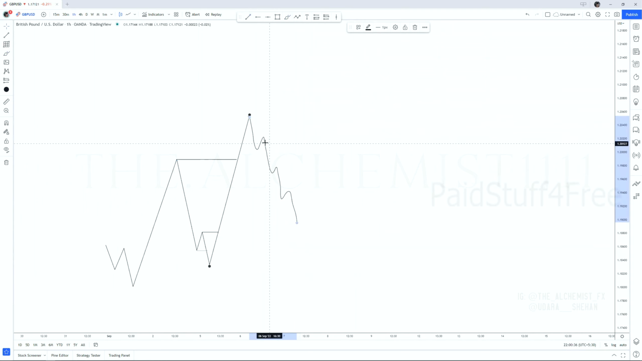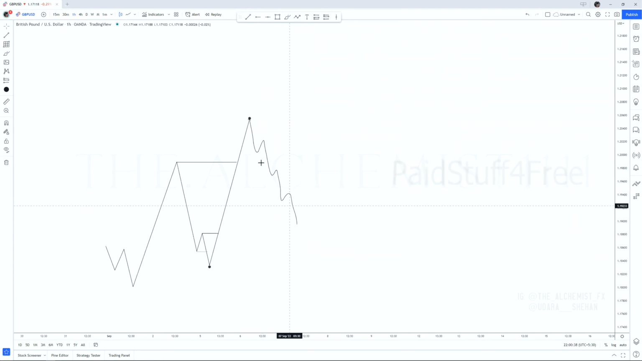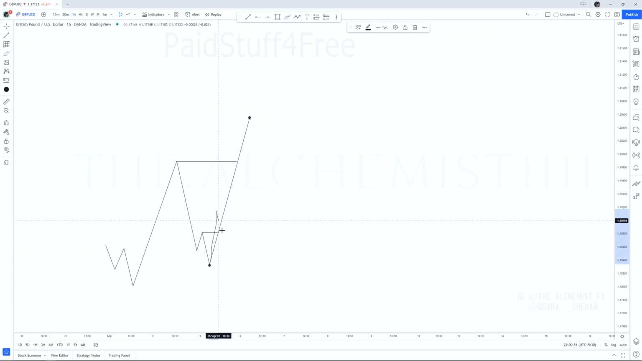Remember, a pullback is always to take out the internal range liquidity. So what's the internal range liquidity? It is the liquidity resting within the range, which means the swing lows, the three candle formation. The swing lows that are inside of the trading range are what we call the internal range liquidity. So it comes down, clears that out, and then it goes back up.